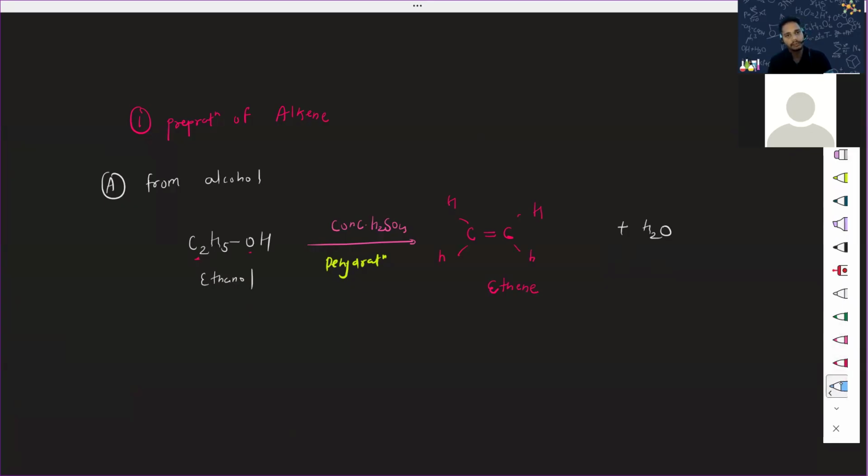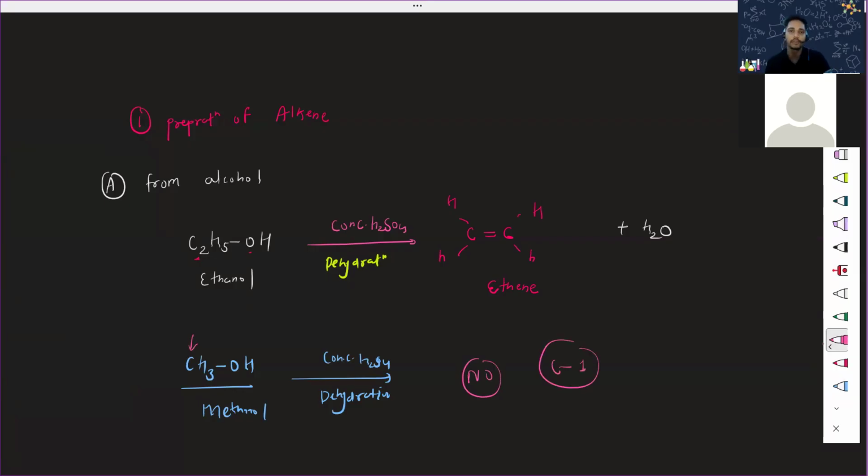This point is very much clear. But I have a doubt. Sir, can we take methanol into consideration to form this reaction? Can we take concentrated H2SO4? No. There will be no reaction. Why? Because only one carbon is there. That is the reason. So you have beautifully understood this concept, and that's very good.